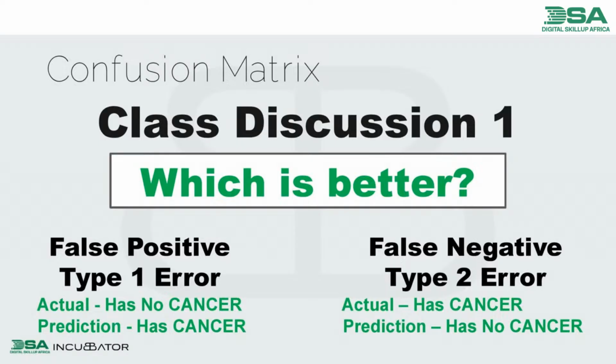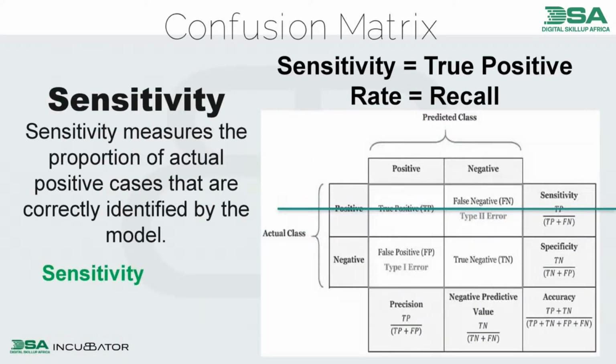Okay, I think it's been a wonderful discussion, so let's move on. The next thing we are going to be looking at is sensitivity. What's sensitivity? It measures the proportion of actual positive cases that are correctly identified by your model. It measures the proportion of those cases that have been classified rightly.